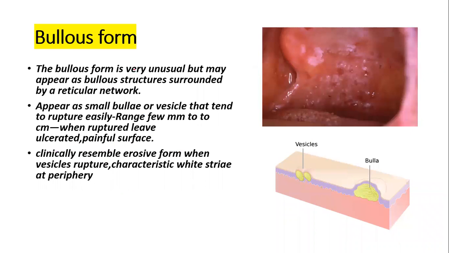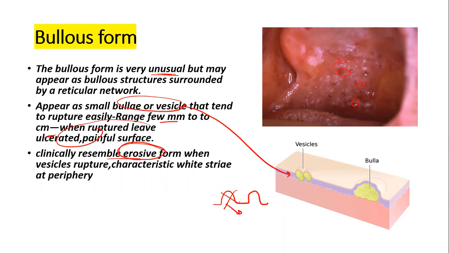The next form is the bullous form, which is a rare or an unusual form where you have bullae or vesicles. Bullae or vesicles are fluid-filled elevated lesions that range from a few millimeters to centimeters, and they often ulcerate, leaving a painful eroded area resembling the erosive or the ulcerative form. So you have bullae here, which are elevated blisters. Often they rupture, giving rise to the ulcerative form.